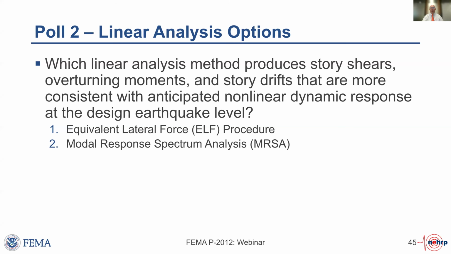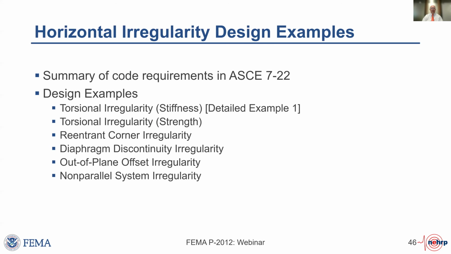Great. So now we'll move on to some horizontal irregularity design examples. And I will tell you that there are 5 detailed step-by-step design example handouts. We're not going to go step-by-step through them, but I hope you will find them useful in your practice so that you can better understand the specific requirements in ASCE 7 or other documents, as you'll see, so that you can understand how to do your work.